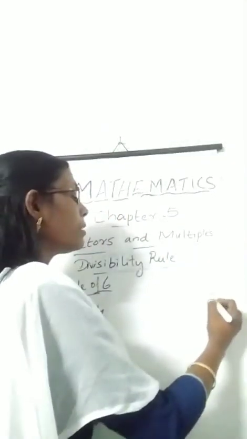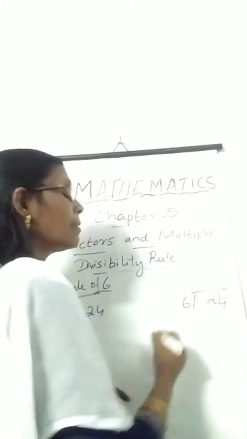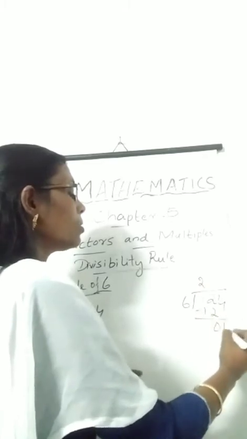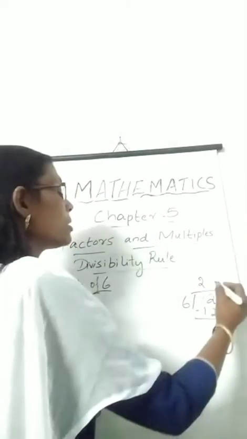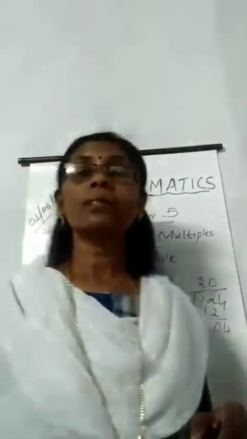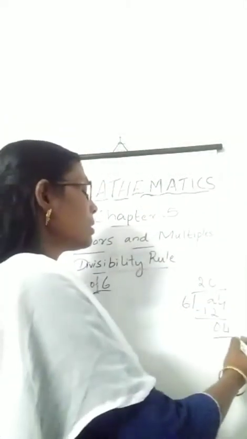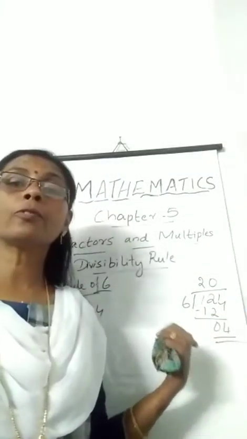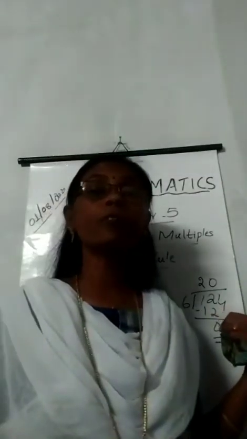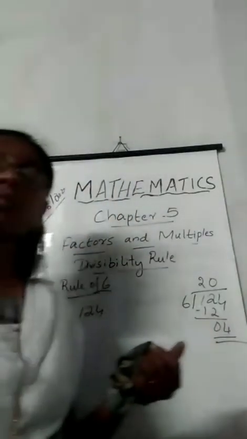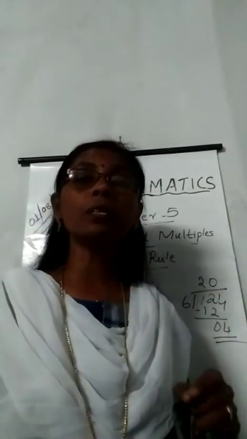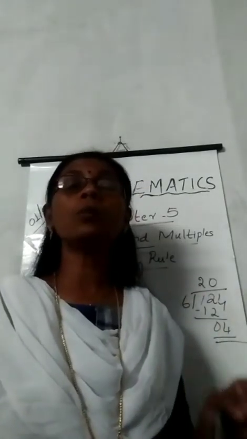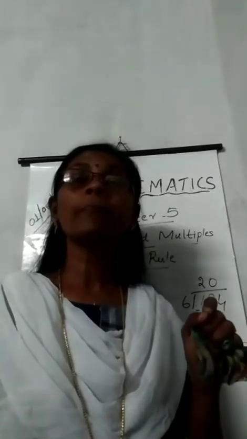Let us check by dividing this number by 6. Okay. 6 twos are 12. Remainder 0. 4. 4 is less than 6. So we'll put 0 at the top. So what did you get? Remainder 4. So since you got remainder 4, 6 is not a factor of 124. Right? So what conclusion did you get? If a number is divisible by 2 and 3 both, then only that number will be divisible by 6.